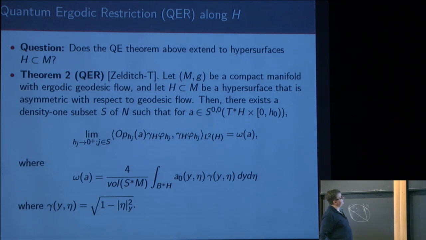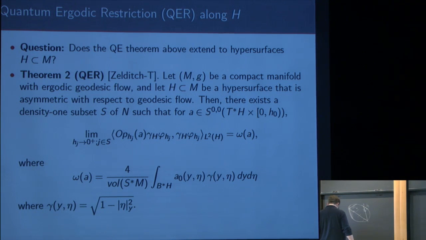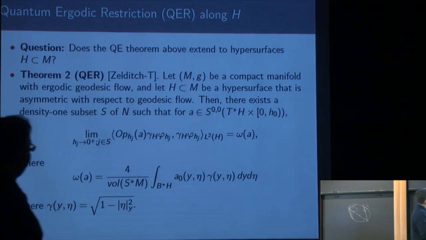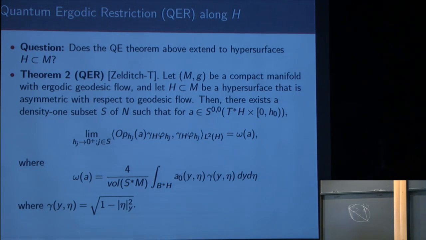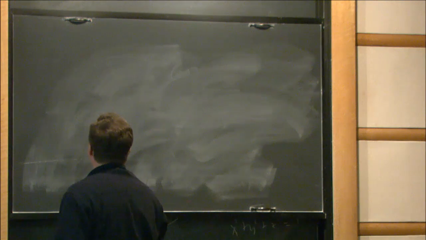Okay, so as I said, the question that we got interested in was how robust this quantum ergodicity result is when one looks at hypersurfaces. So we're going to look at restriction bounds to hypersurfaces. So gamma H here is just the restriction to a hypersurface.